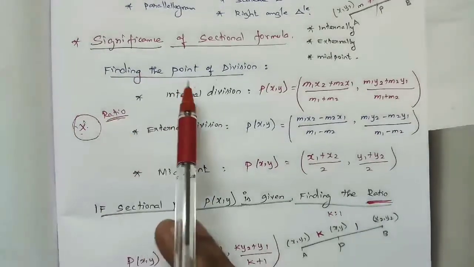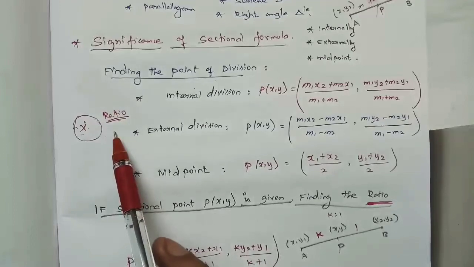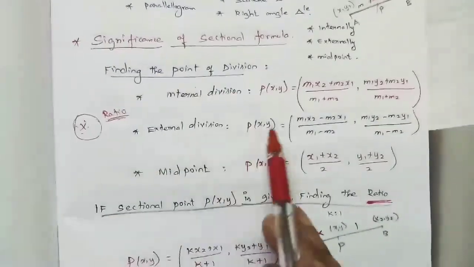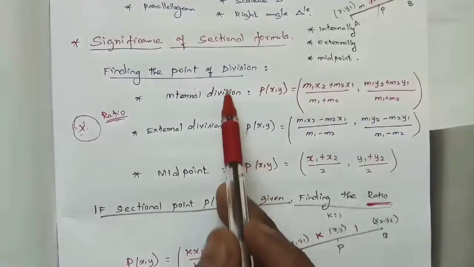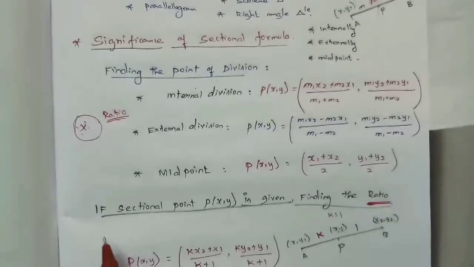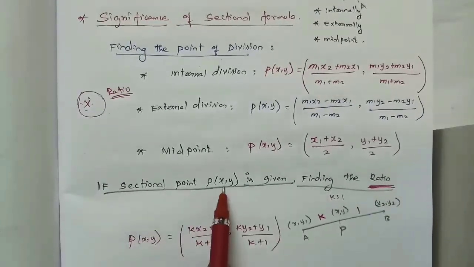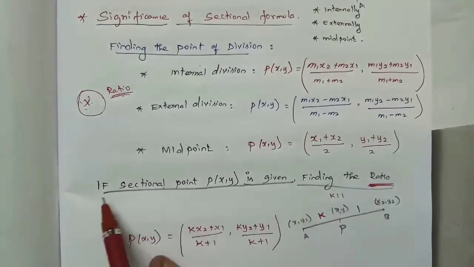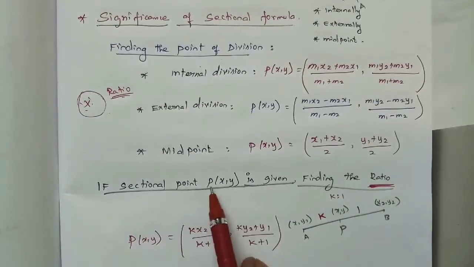Suppose vice versa, right? Suppose they are giving the point of division and ask you to find the ratio, we are having a formula. Suppose they are giving the point of division, that is P of x comma y value, and ask you to find the ratio, we are having a formula, that is, if the section point P of x comma y is given and finding the ratio, right? If the section point P of x comma y, right?